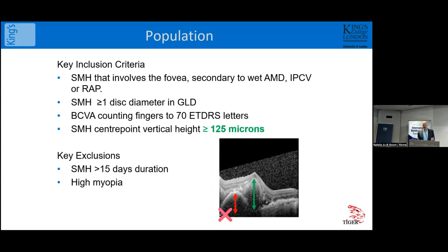In terms of eligibility, we're looking for patients with submacular hemorrhage that involves the fovea. We take patients who've got wet AMD, polyps, or RAP. The hemorrhage has to be at least a disc diameter across. And for visual acuity, we have a wide range here, everything from counting fingers up to 70 letters.